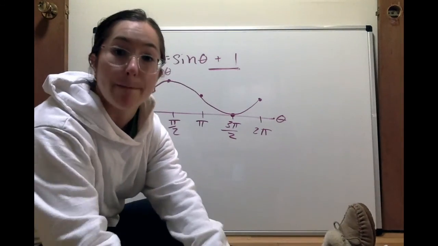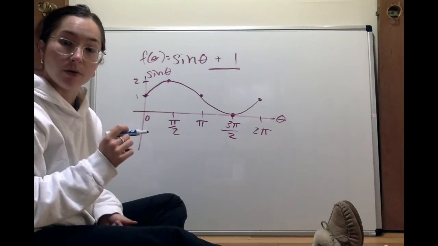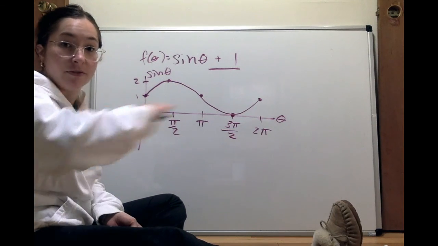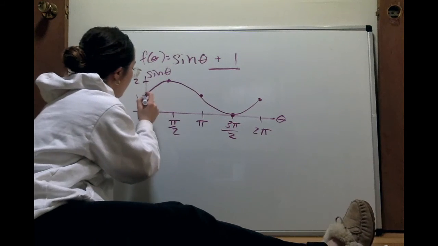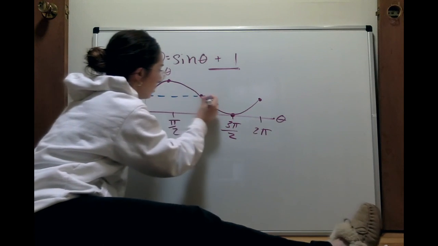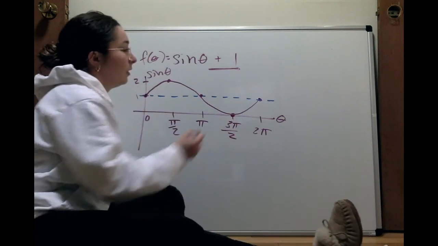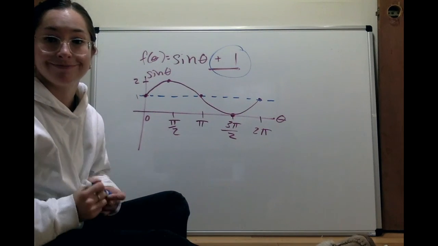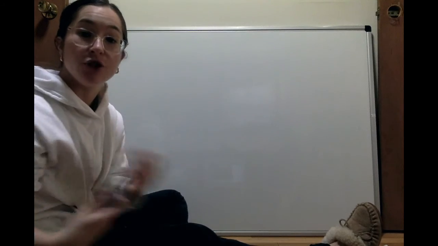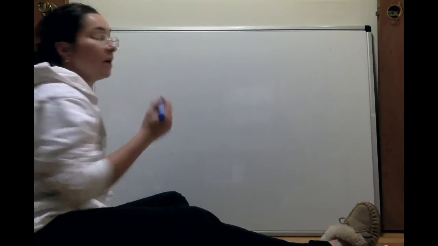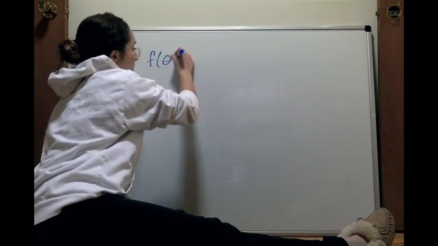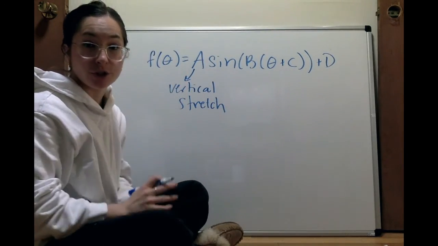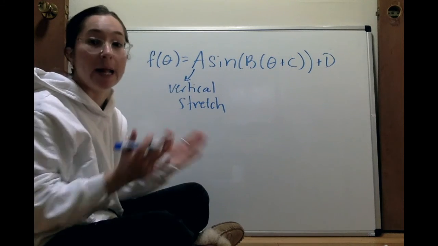So before, our midline was at 0, like if we wanted to cut our sine curve in half horizontally. And now our midline is at 1, which is also our vertical shift. So, in general, when we're transforming sinusoids, they follow a certain pattern. A is our vertical stretch, which also impacts our amplitude.